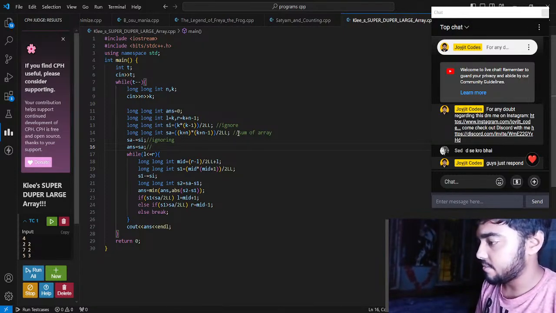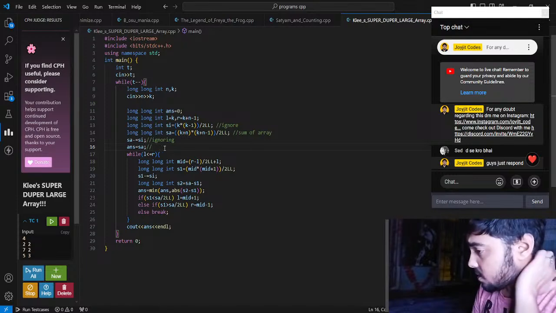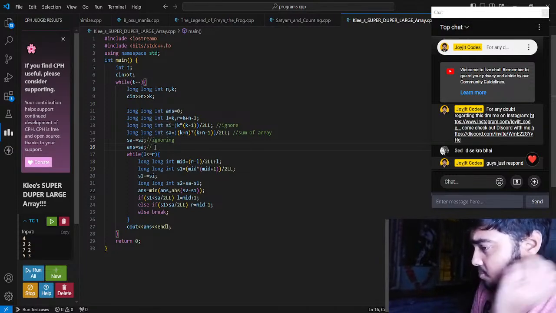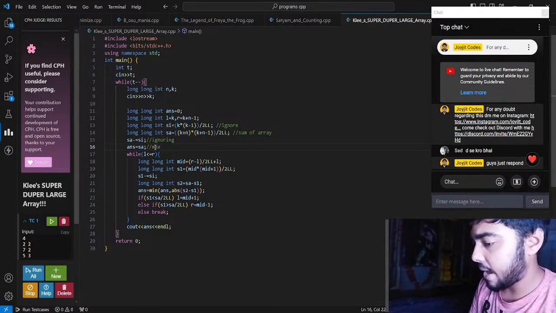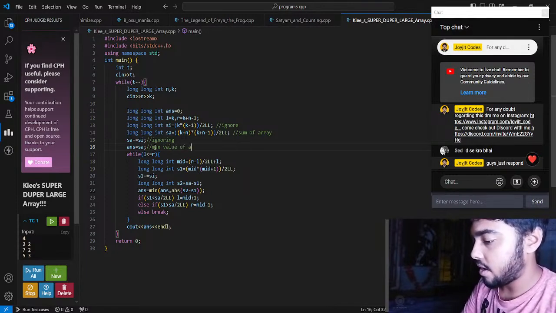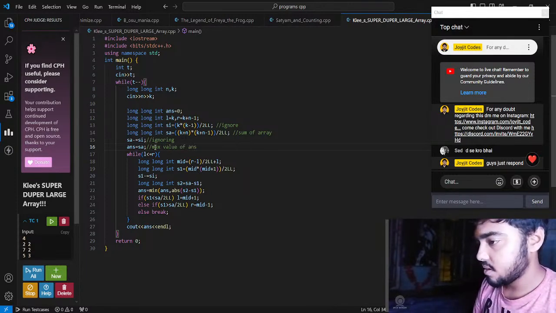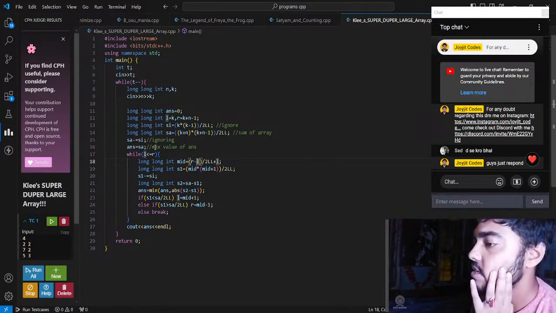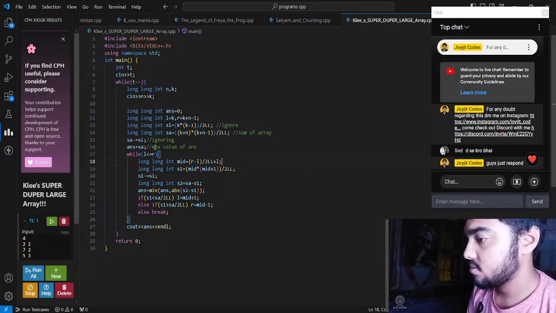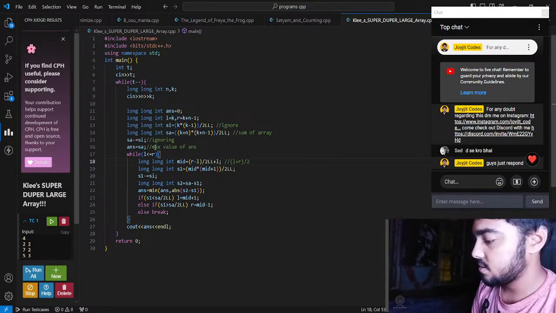So it can't be more than that. From that we can just assume the maximum value of the answer. Okay, done with it. Now for every specific value I'm going to find the mid. This is the formula for L plus R by 2.